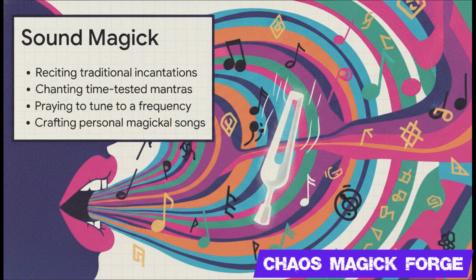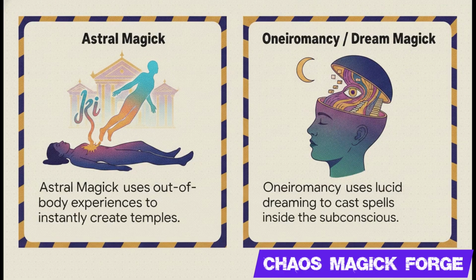The lyrics state the intent, the melody sets the emotional charge, and the physical act of singing fuses their willpower and gnosis together perfectly. Now let's compare two intensely internal methods. Astral magic requires out-of-body experiences, or OBEs, and manipulating vital ki energy. Once you're in the astral plane, the barrier between thought and reality basically disappears. That means you can instantly visualize a temple and perform a complex ritual at lightning speed.